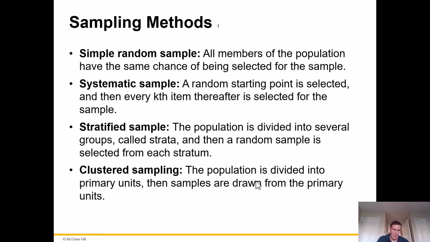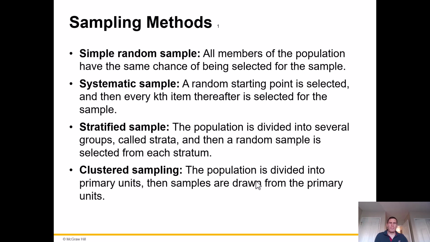So, different types of sampling methods. We have what we call a simple random sample, where all members of the population have the same chance of being selected for the sample. That's a good thing. A systematic sample: a random starting point is selected, and then every kth item. It could be every third item, every 10th item. They just put k in there because that depends on what you're doing, right? So you start at a random point, and from then on, it's every 5th, every 10th.